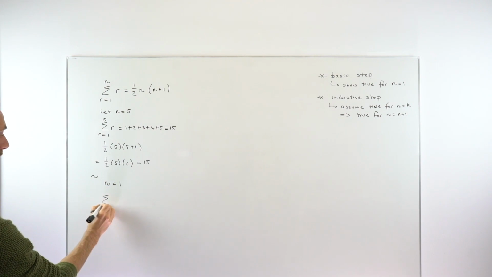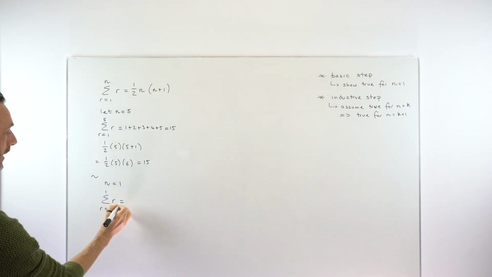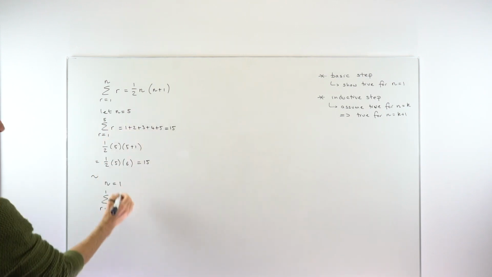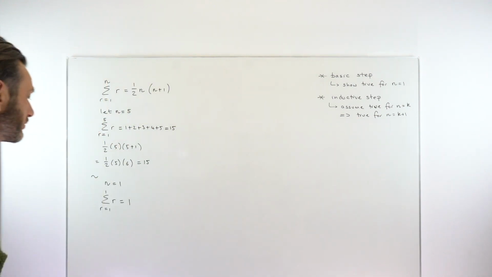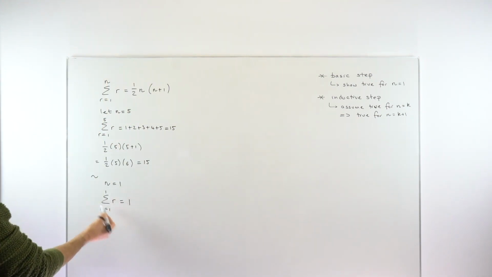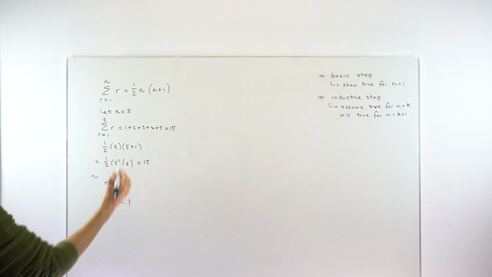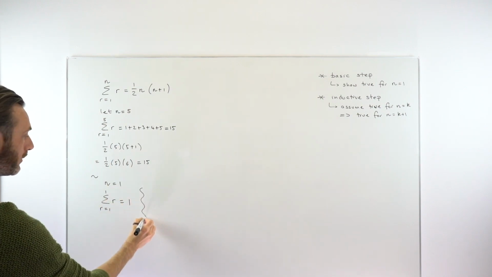So that would be the sum from r equals 1 to 1 of r. But that's just one term. That's just that first term. So that is just equal to 1. And you're done, right? That's just the first term. We want to prove that that is true for the formula. So we're going to work the sigma.